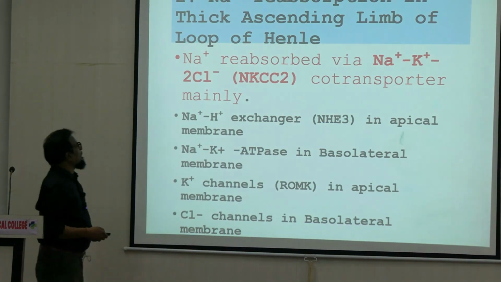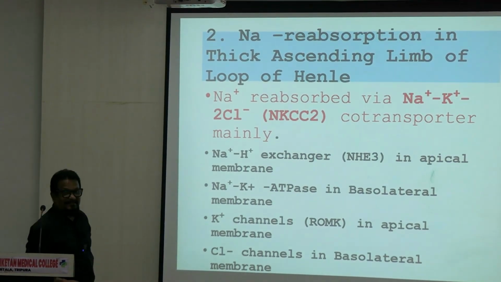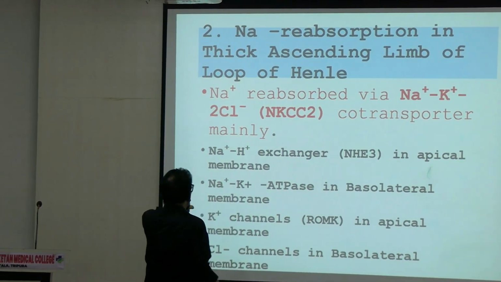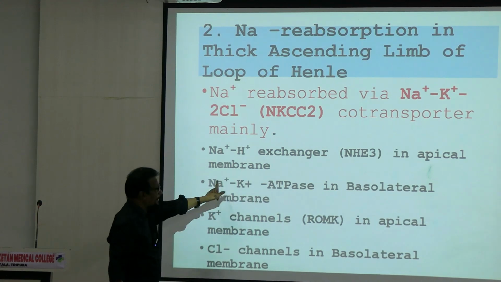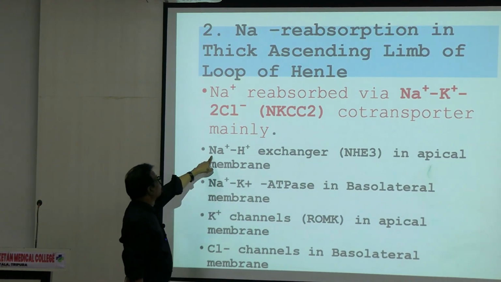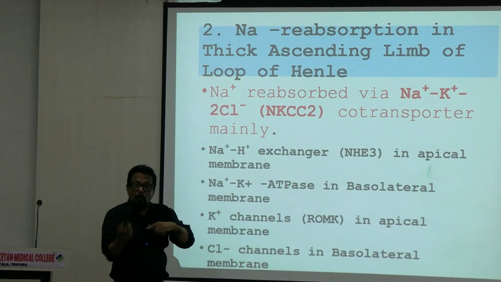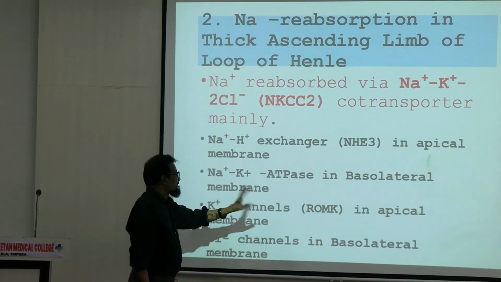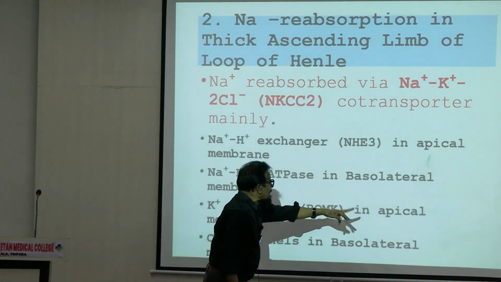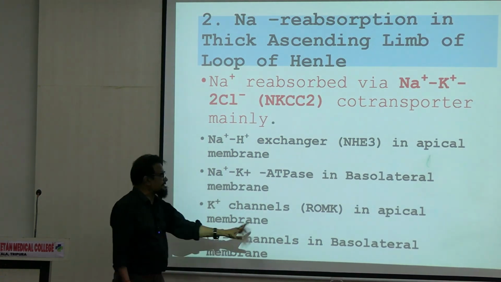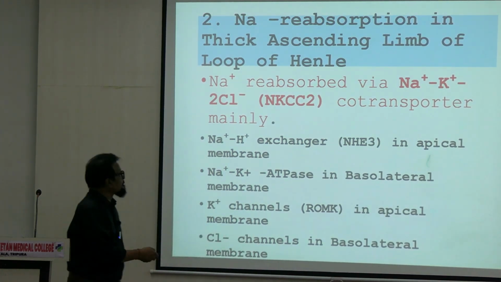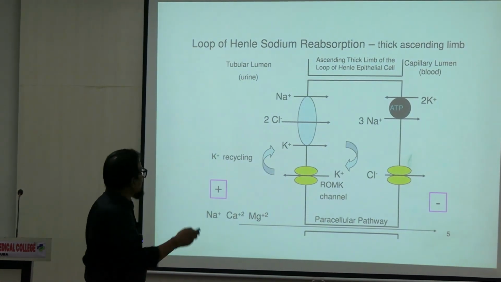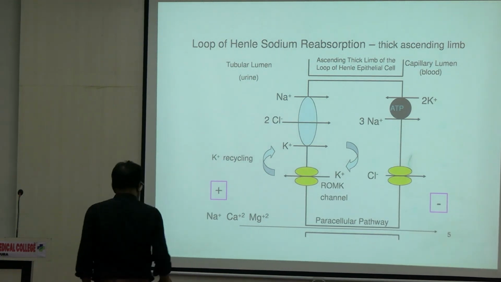It is already explained. Now, sodium reabsorption in the thick ascending limb. Here also you will get the sodium-potassium ATPase pump in the basolateral membrane, and the sodium-hydrogen antiporter is also present in the apical membrane like before. There are separate potassium channels, ROMK, on the apical side, and there are chloride channels in the basolateral region. So I am showing it graphically. This is the graphical presentation of this. You can very easily get the points.